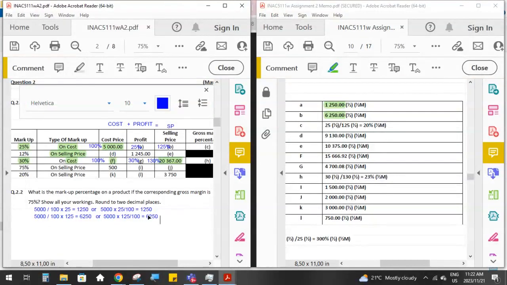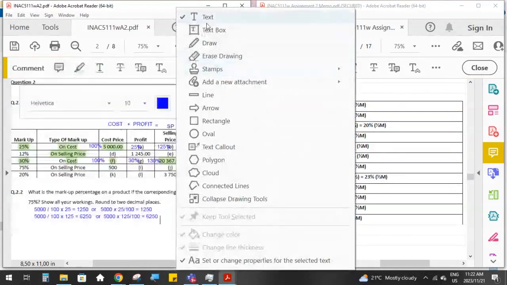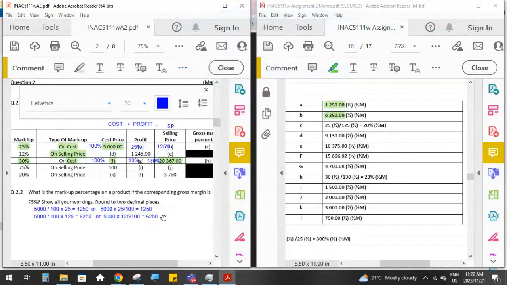So we start out with the rand value of what I know, the amount that I've got, which is 20367. Okay, that's what I've got, so I have to start with that. So 20367 divided by, and in this case I've got to divide it by 130, because that amount is 130%. So if I want to work out how much 1% is, I need to divide 20367 by 130.